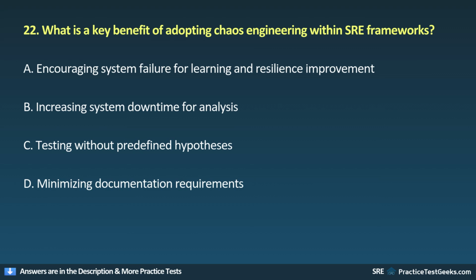22. What is a key benefit of adopting chaos engineering within SRE frameworks? A. Encouraging system failure for learning and resilience improvement. B. Increasing system downtime for analysis. C. Testing without predefined hypotheses. D. Minimizing documentation requirements.